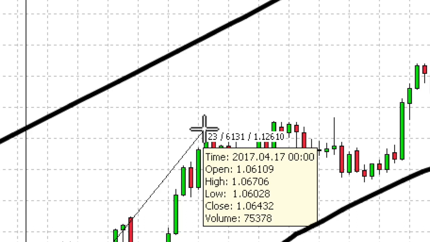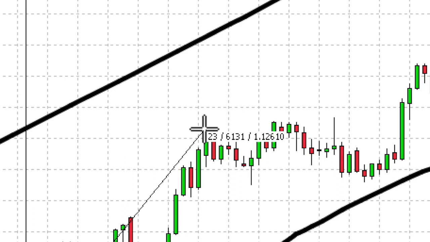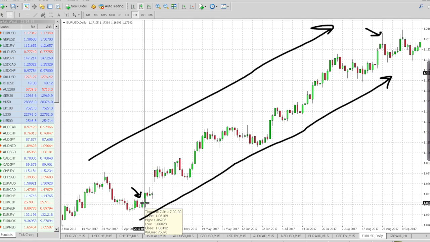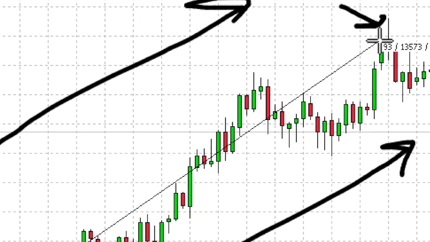Now, 6131 is 4 decimal places. Okay, but in this case, the 1 is a fractional pip. So you ignore the 1. You take 613. So this means it's 613 pips. Okay? So which means that if you were to buy here, all the way and you sell it there, how many pips is that? That is 1,357 pips, right? Because the 3 at the end, 13573, ignore the 3 because that is a fractional pip. So again, 1357.